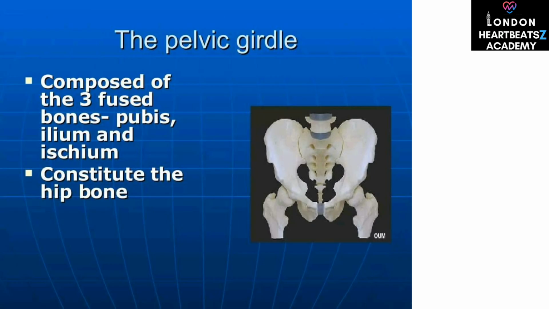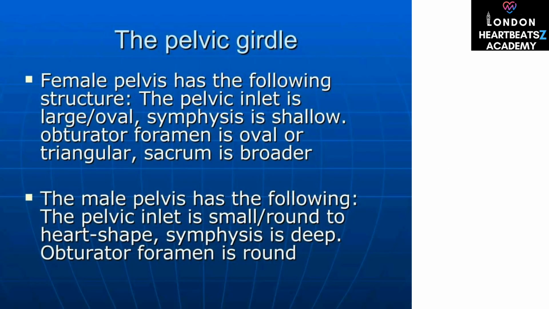The pelvic girdle is composed of 3 fused bones: the pubis, ilium, and ischium. Together, these bones constitute the hip bone. There are distinct differences between the male and female pelvis.